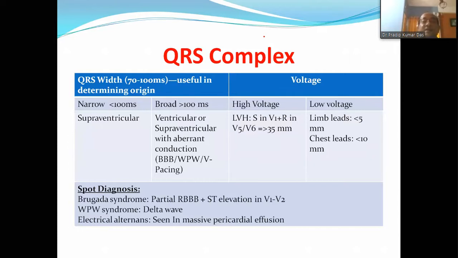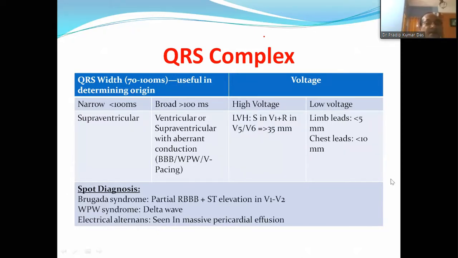syndrome is present. And high voltage is observed in LVH, that is, as you know, S in V1 and R in V5 or V6 is more than 35 millimeters. Low voltage ECG is less than 5 millimeters in limb leads and less than 10 millimeters in chest leads.